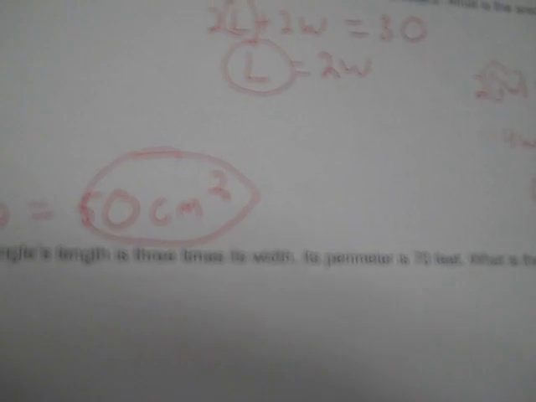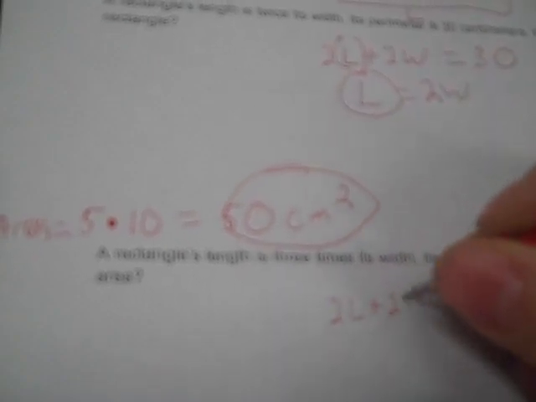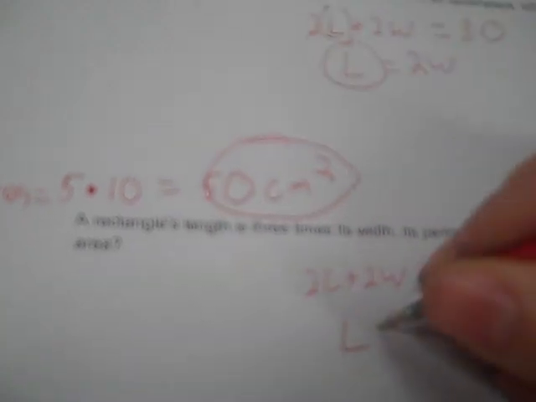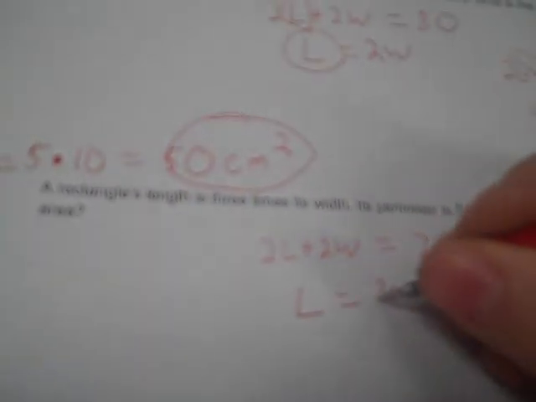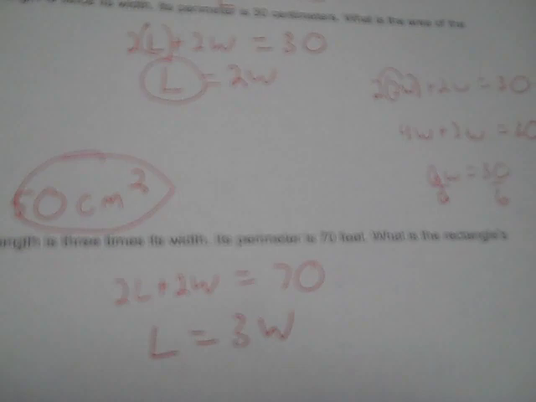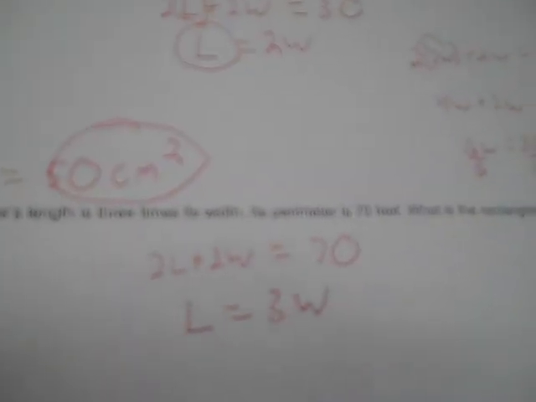Okay, next one. A rectangle's length is 3 times its width. Its perimeter is 70 feet. What's the rectangle's area? Okay, so 2L plus 2W equals 70 this time. Okay, the length is means equals, and then 3 times the width is 3W. Okay, you just read the sentence. Is means equals. Miss Patton taught you that, okay? All right, so again, we're finding the area.